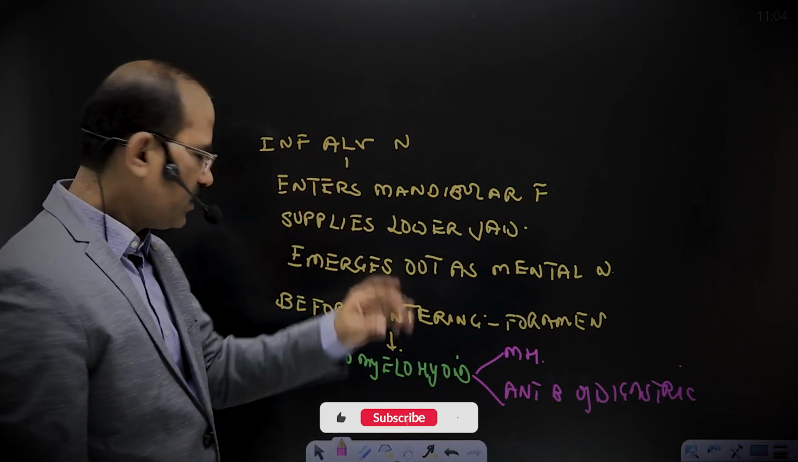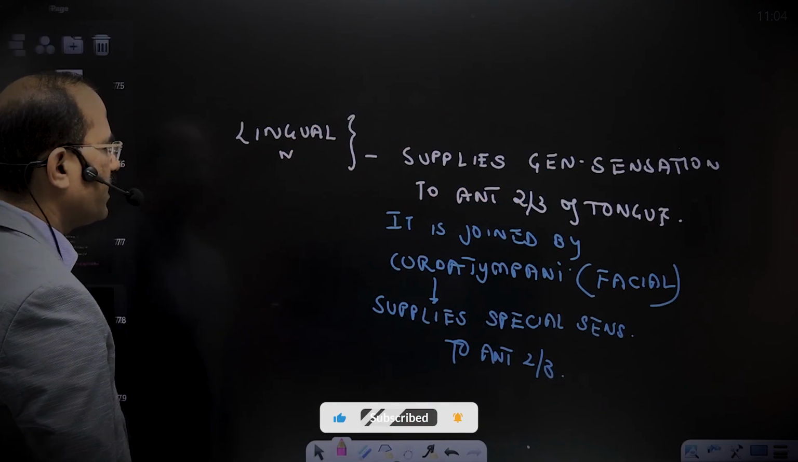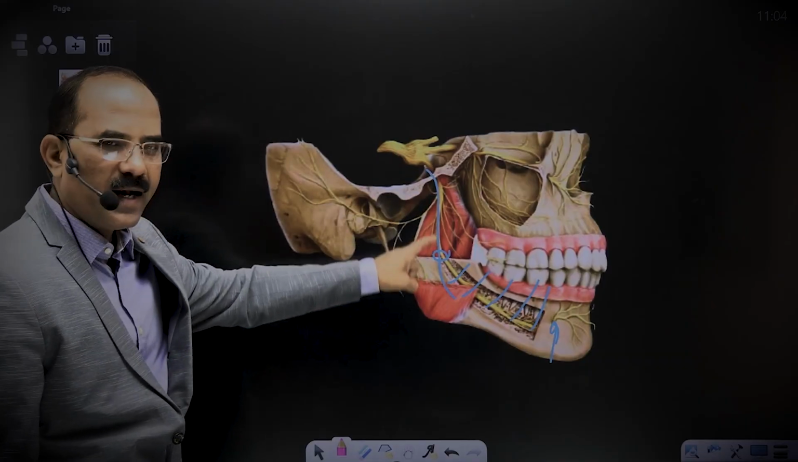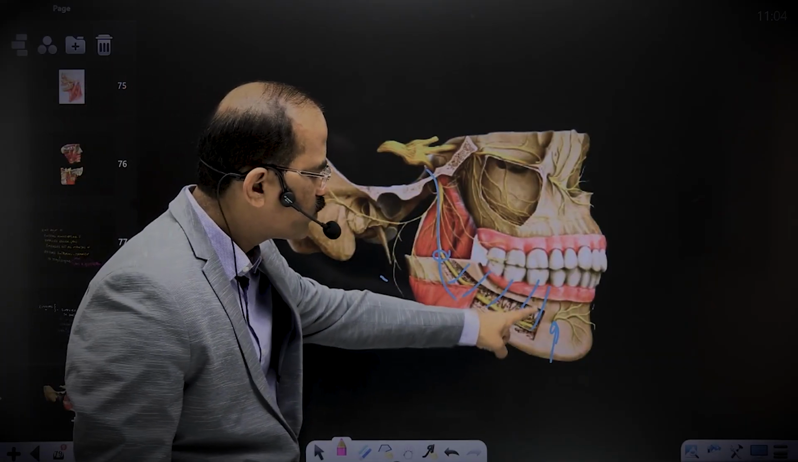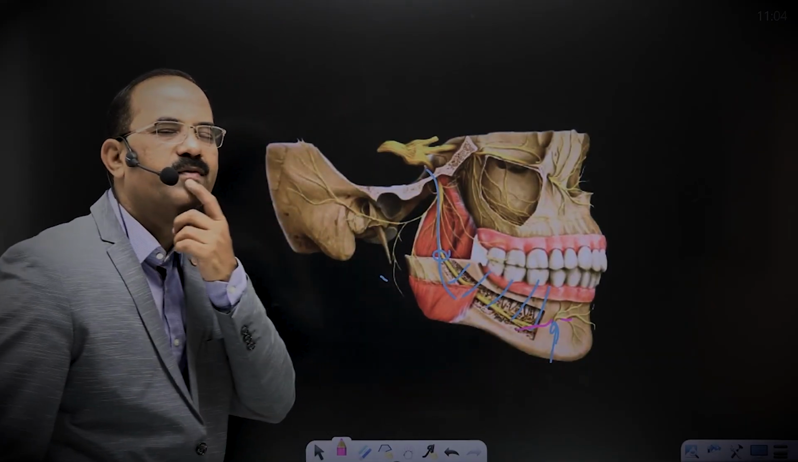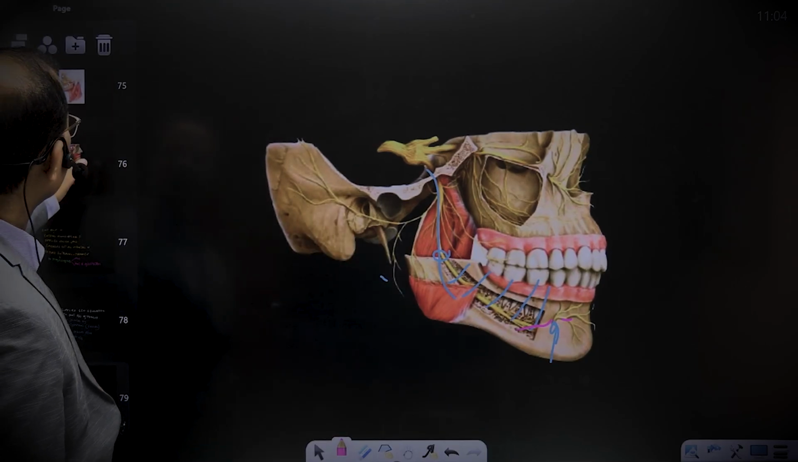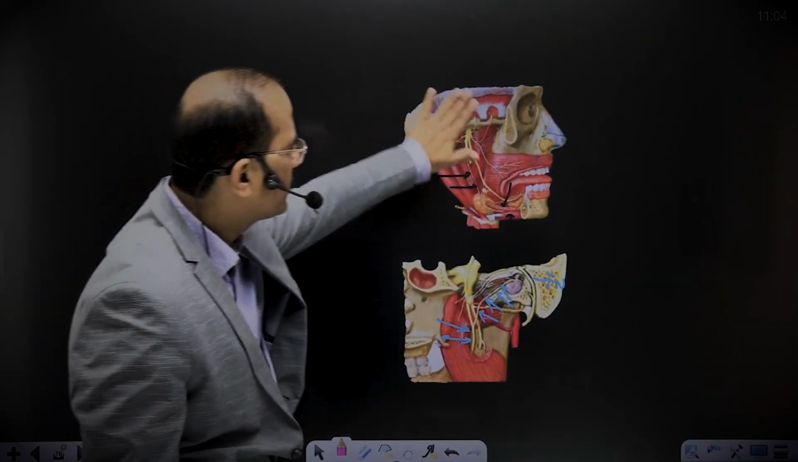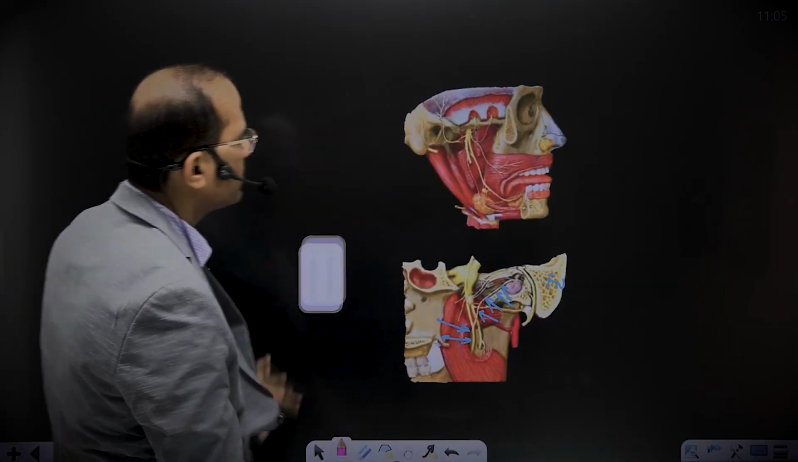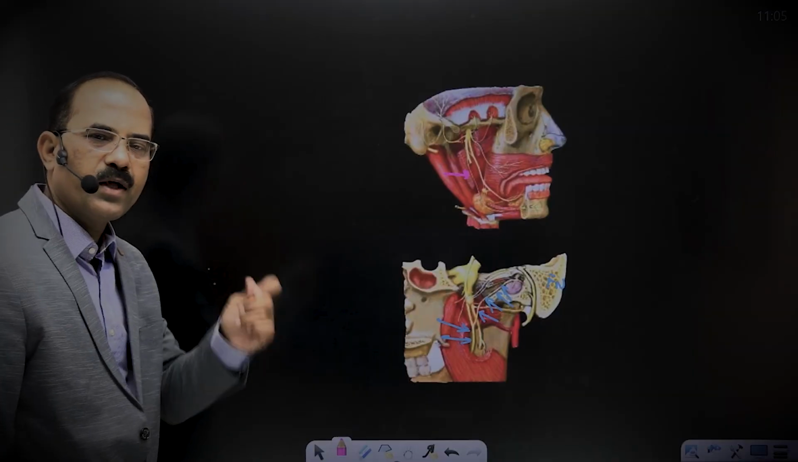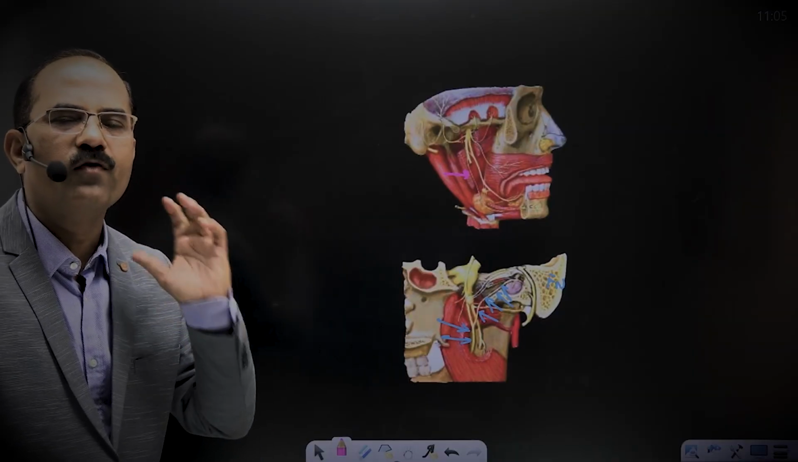So the inferior alveolar nerve is clear to all of you. Just have a look at the slide. That's the inferior alveolar nerve. It enters the mandibular foramen, supplies the lower jaw and lower teeth, and emerges out as the mental nerve, supplying the skin here. Before entering the mandibular foramen, it gives a branch here. Look at that. And what is this nerve known as? That's the nerve to mylohyoid, and it supplies the mylohyoid and the anterior belly of digastric.